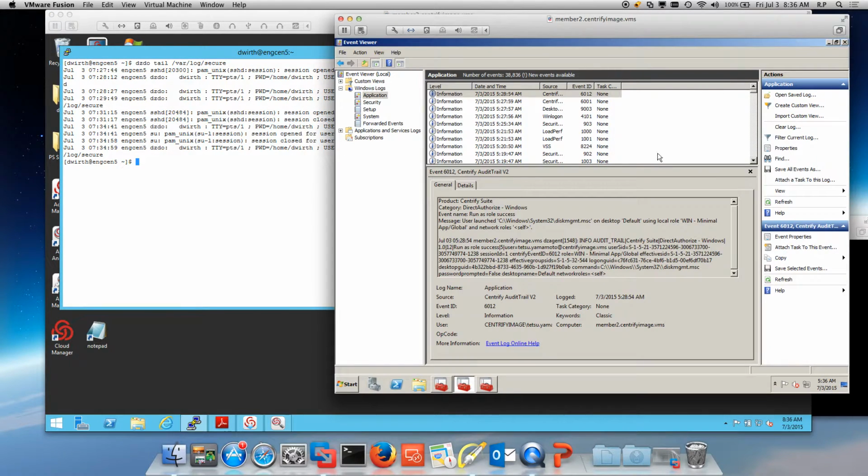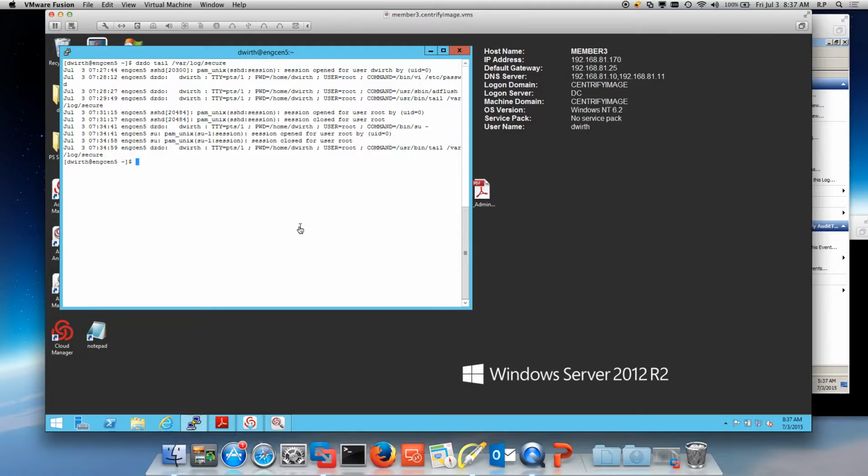Same thing on Windows, right? This is an event generated by Centrify DirectAuthorize for Windows. Notice in which a user was able to launch this management. We effectively know what they did, but we don't know the context of what they did. And then there's the problem of high regulation, right? Some regulations like PCI, for example, in section 10, specify that you should be able to reproduce what somebody did.